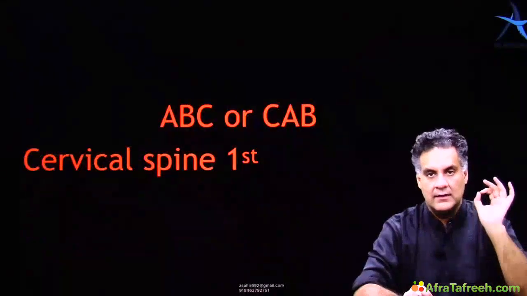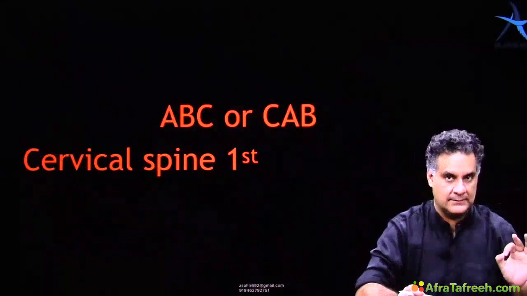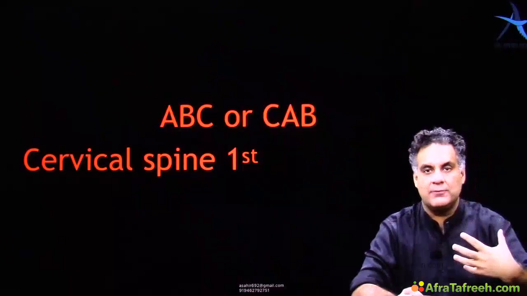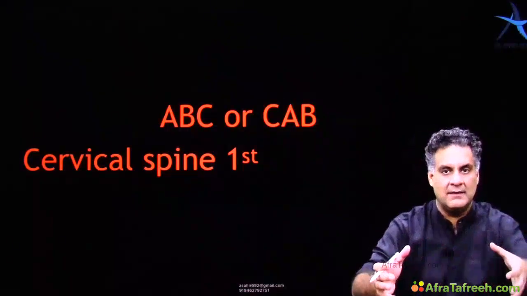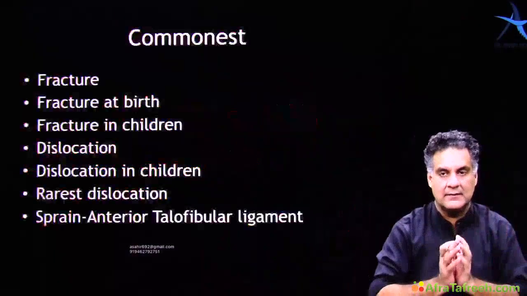Coming to trauma, remember in ATLS protocol, it's ABC which is important. Whereas ACLS protocol, which is not important for trauma, it's CAB. But remember, before airway, breathing, circulation, stabilize the cervical spine.